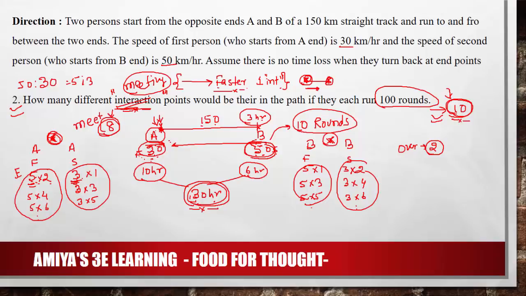If the question is about the meeting, it is always easy. We just need to find the ratio of speed of faster to speed of slower. If the directions are opposite, we just add 5 plus 3, which is 8 different meeting points. And for the overtake, we subtract: total minus meeting is 2 overtakes. So this is the answer of question number 2. I hope this one is clear. Now let's solve question number 3.